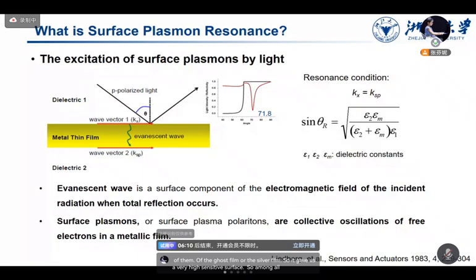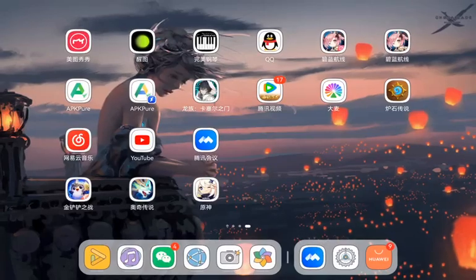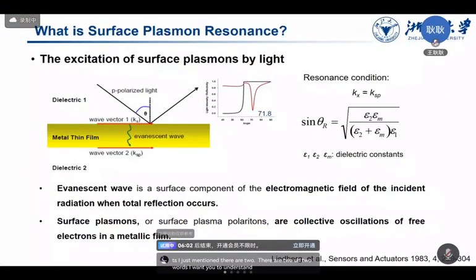So among all these concepts I just mentioned, there are two words I want you to understand. One is the evanescent wave, which is when total internal reflection occurs, a part of the energy is trapped at the surface of the metal. That one is called the evanescent wave. Another concept is the surface plasmon, which is actually the activated electrons on the surface.